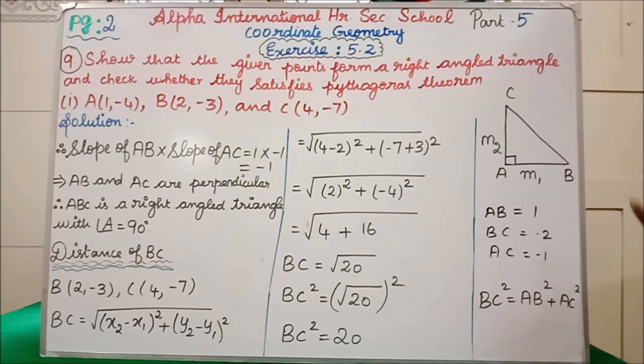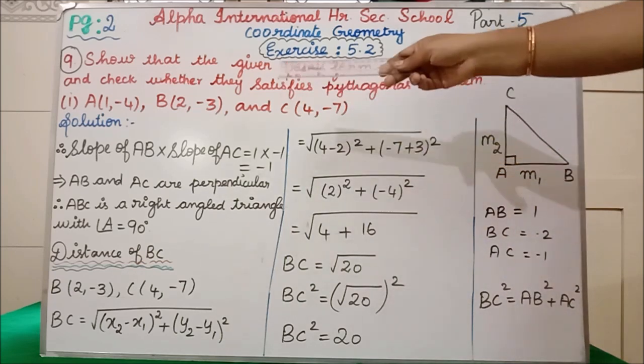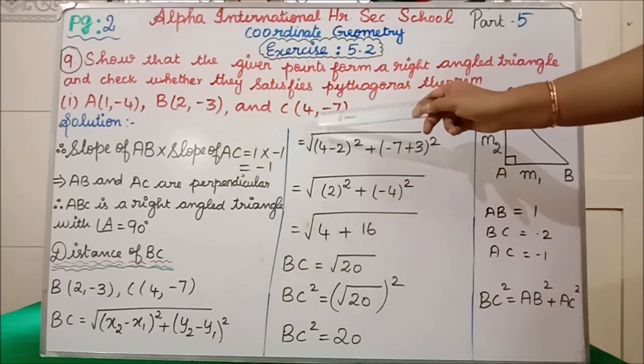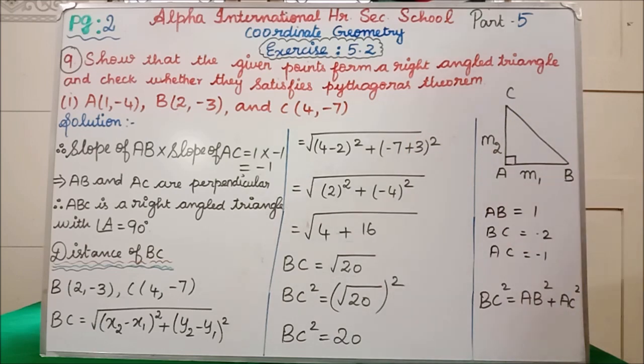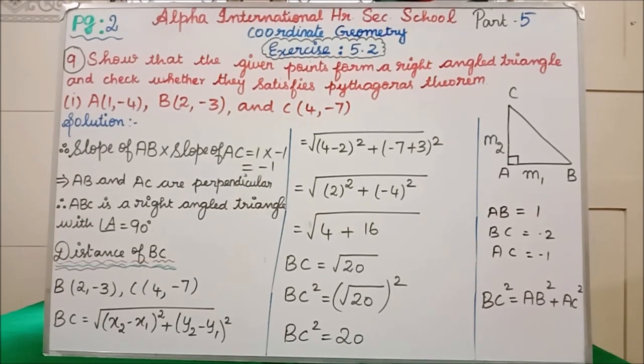Clear now? So first I am going to find the distance of BC. See, I have written distance of BC. B point is what? 2, minus 3. C value is 4, minus 7. BC is equal to square root of x2 minus x1 the whole square plus y2 minus y1 the whole square. So this is our distance formula which you have seen in part 1 video. In the introduction part I have taught you this distance formula.